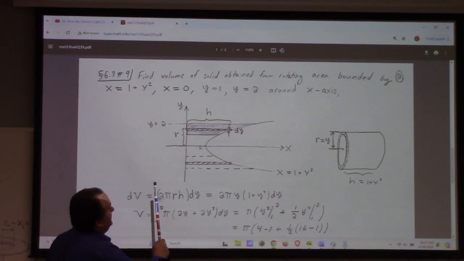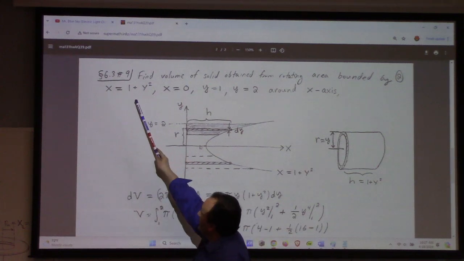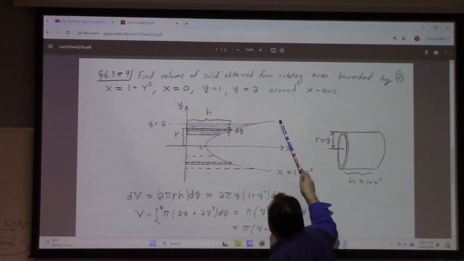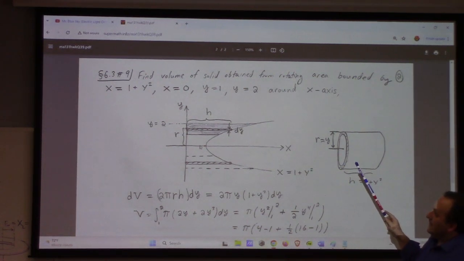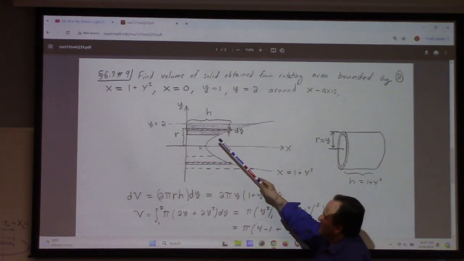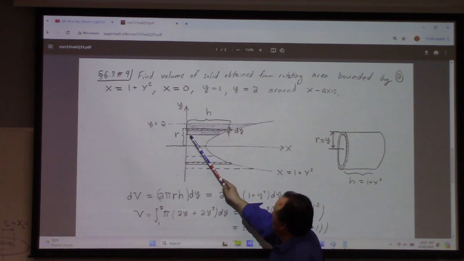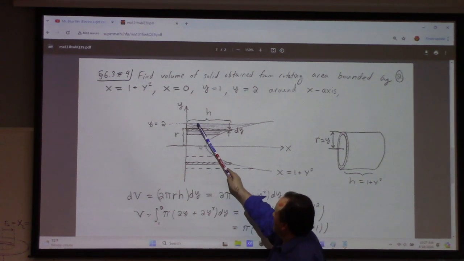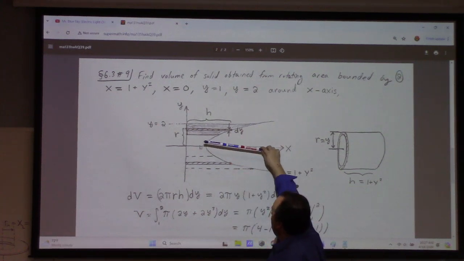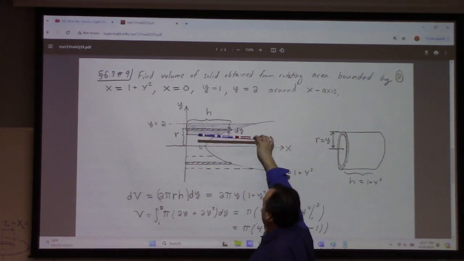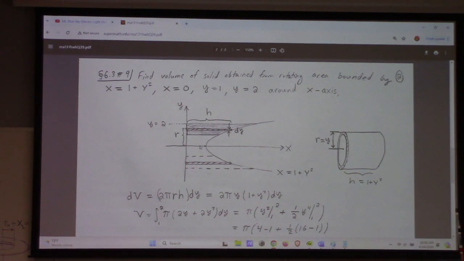So here you've got area bounded by x equals 1 plus y squared. X equals 1 plus y squared is a parabola which opens sideways, right? And x equals 0, well that's the y-axis. And then of course you got y equals 1 and y equals 2, which are here and here respectively, right? So I've shaded, that's the region that we're rotating around the x-axis, yeah?